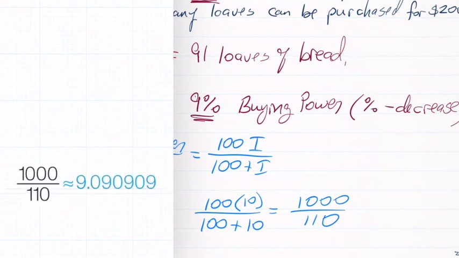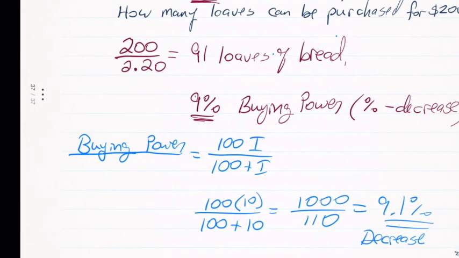And we get the same number. It's about 9%. So this 9.1%, I didn't include the 1% for the loaves of bread. This represents the percent decrease in what you can purchase based on 10% of inflation.